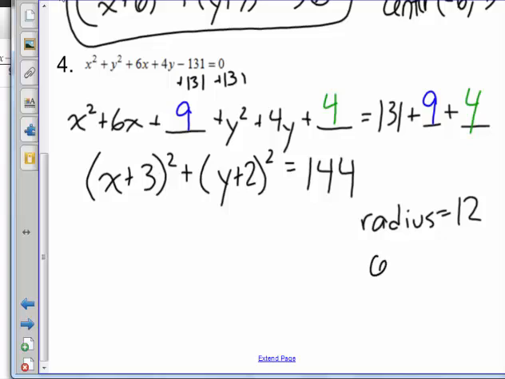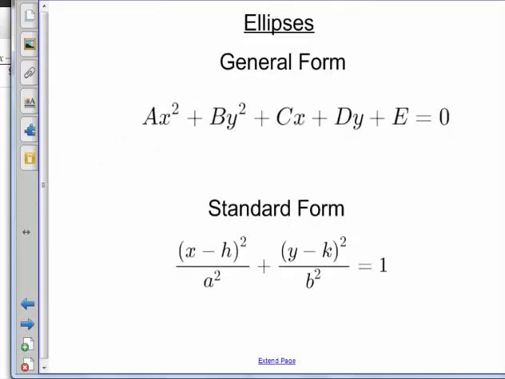And Cameron, can you tell me the center of this circle? Negative 3, negative 2. But a very special thing does happen at h comma k. So keep that in mind.